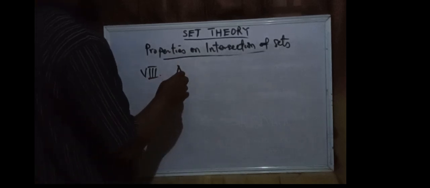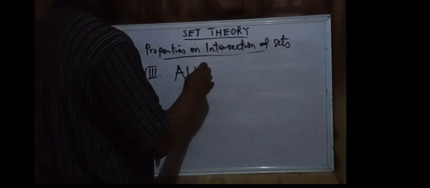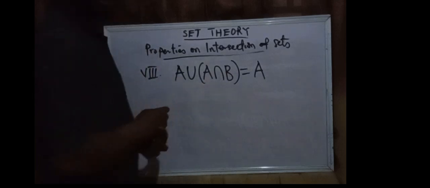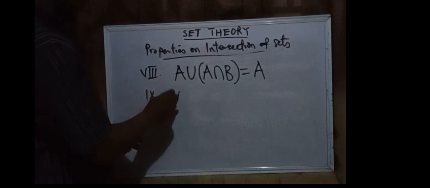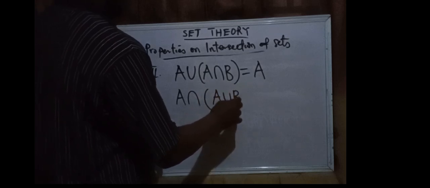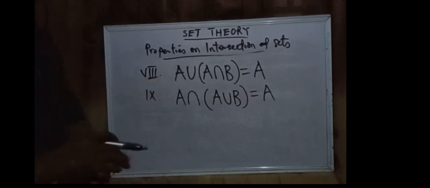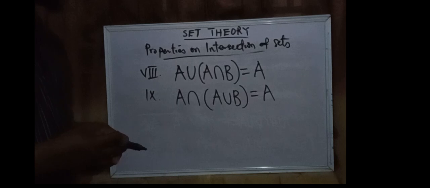Next, there is what is referred to as the absorption law. There are two types of this also. This is if you have A union A intersection B, this will give us A. And then the ninth one says if you have A intersection A union B, this is also A. We refer to this as the absorption law. So this is how both the union of sets and the intersection of sets are used together.